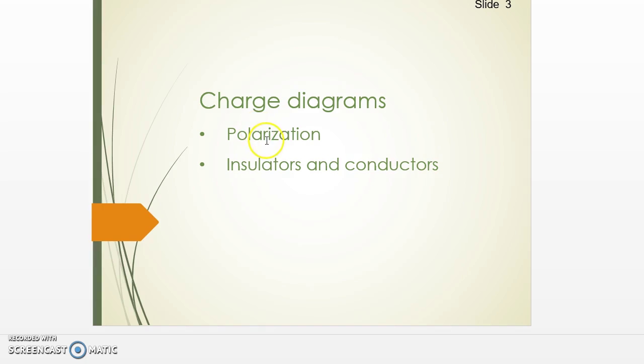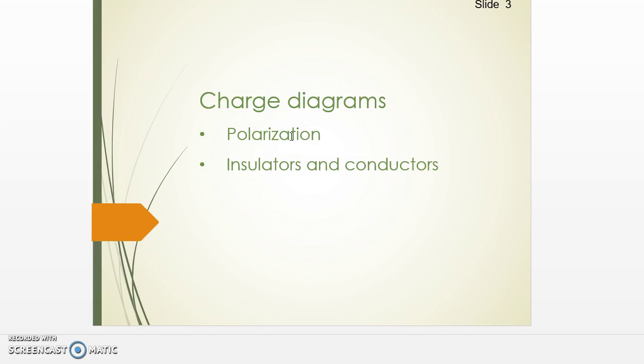Alright, charge distributions. Now there are two main aspects of charge distributions that we discussed last week, and that was representing polarization and also representing insulators and conductors and the differences between them. And there are lots of different ways of doing it, and it seems that none of the diagrams are going to be perfect, but some of them are potentially more misleading than others.